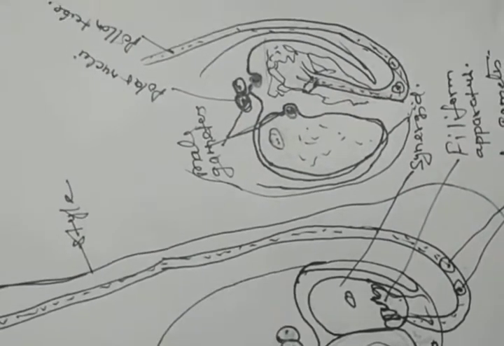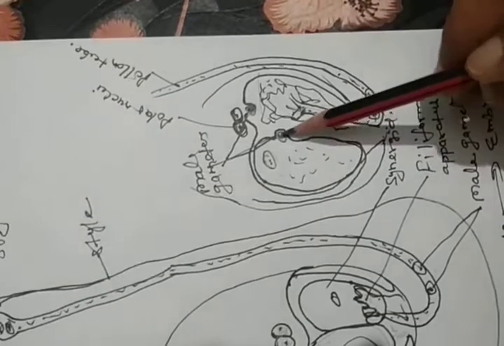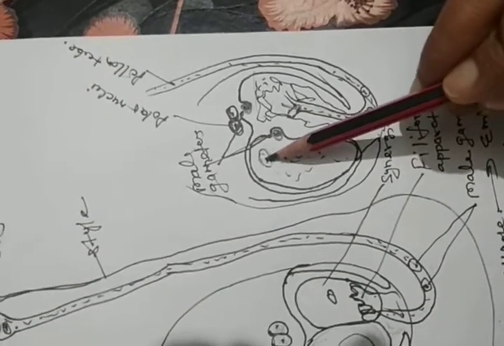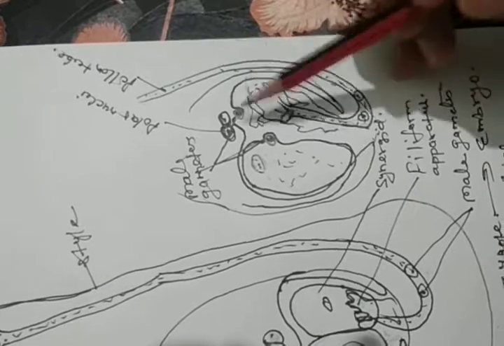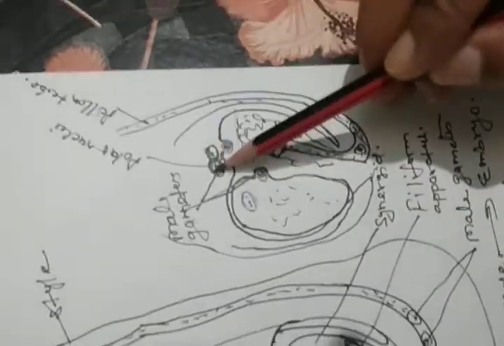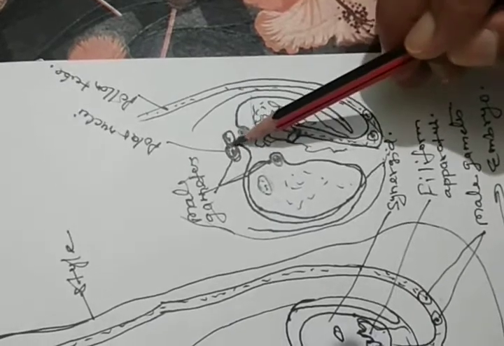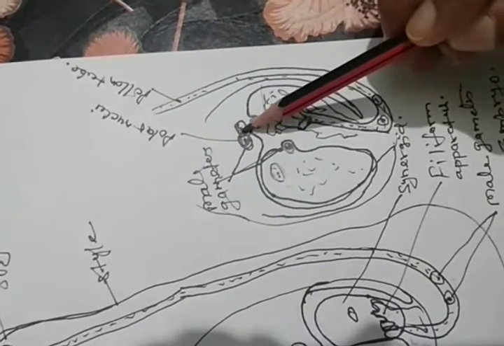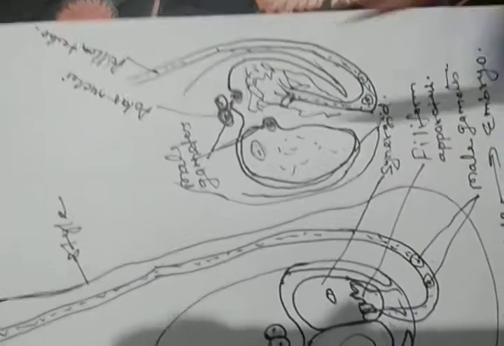So what occurs in double fertilization? One of the male gametes fuses with the egg nucleus, the egg cell, to form the zygote, and the other male gamete fuses with the polar nuclei to form the primary endosperm nucleus. So this is double fertilization.